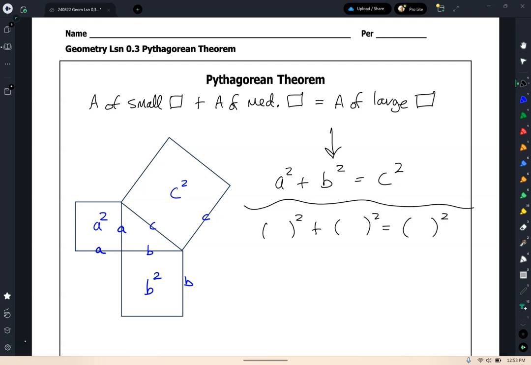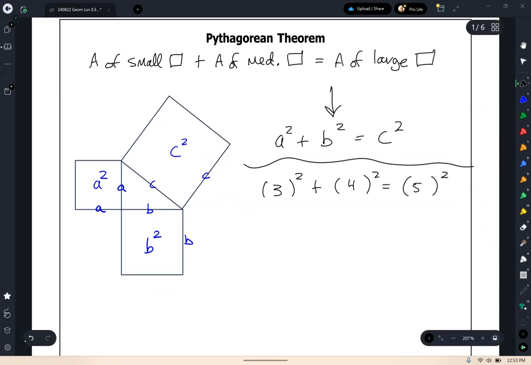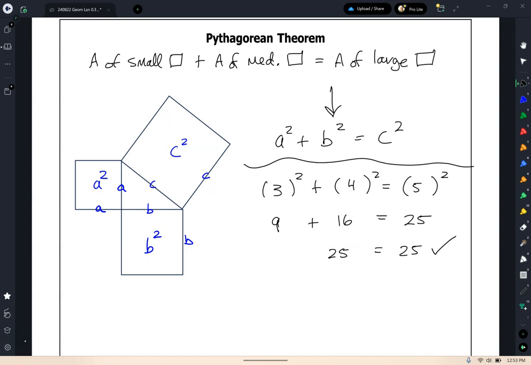And so I had given you a 3 by 3 square, a 4 by 4 square, and a 5 by 5 square. And so that would give us an area of 9 plus an area of 16 is equal to an area of 25. And so, of course, 25 is equal to 25. And that checks. Can't you, like, if you want to find B, but you only have A and C, can't you, like, do C minus A equals B?